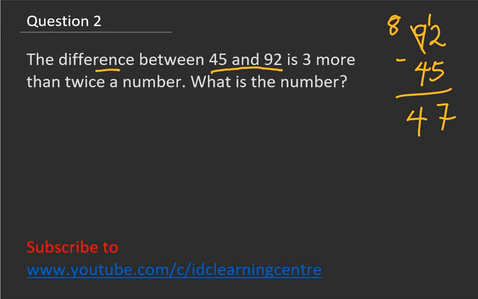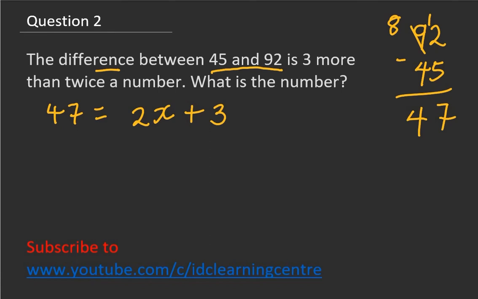Now this difference, that is 47, is equal to 3 more than twice a number. If the number is x, twice the number will be 2x. 3 more means plus 3. Okay, you can see that in algebra, for unknown numbers, always represent them with any letter of your choice and always try to derive an equation for any question given, like I've done in question 1. Now I've done the same thing in question 2. All I need to do now is to solve this equation.